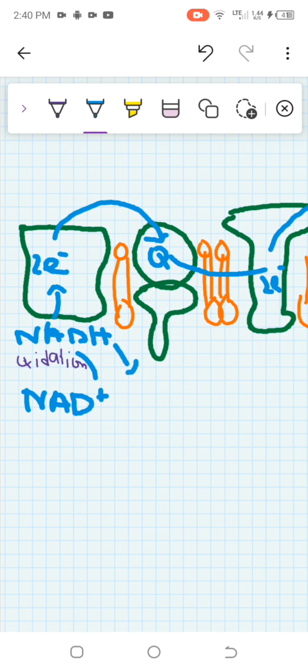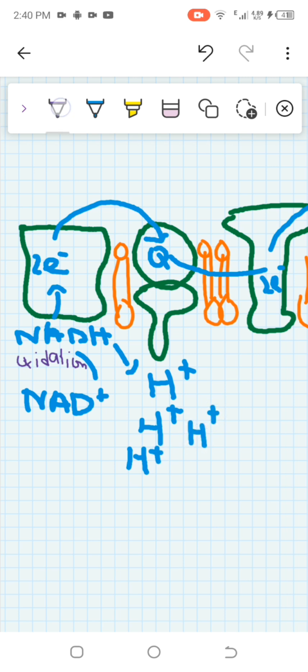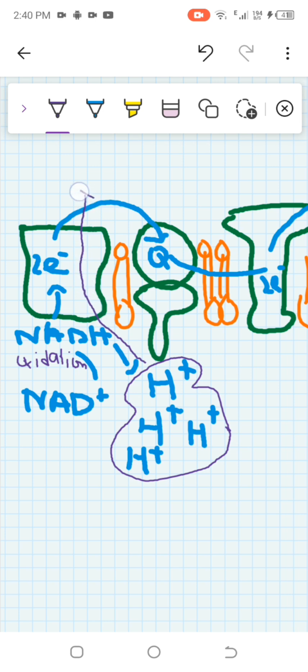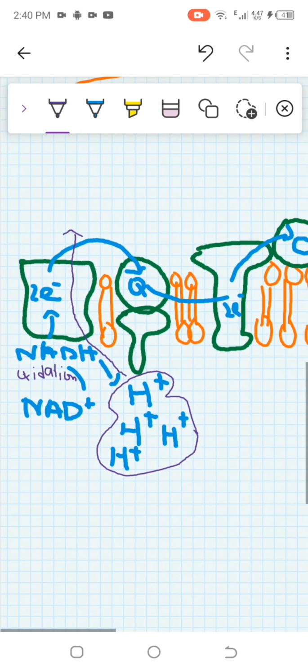It will release 3 H positive ions, 3 protons, and it will take 1 proton from outside. Okay, it will take 1 proton from outside and 3 are released. So all these 4 protons are thrown into the matrix of mitochondria.